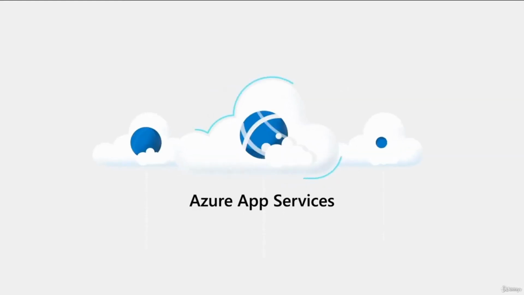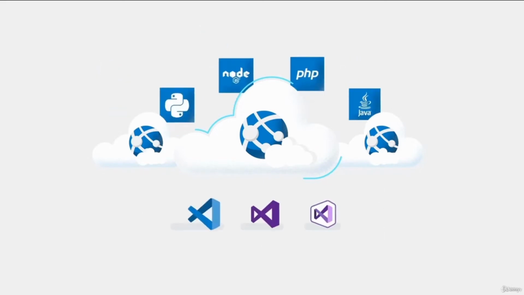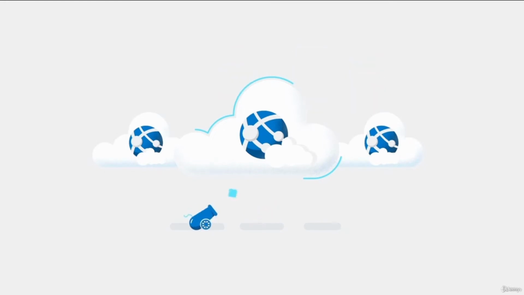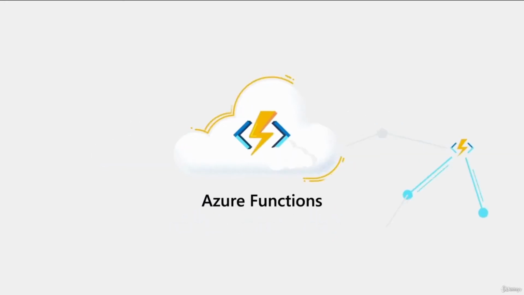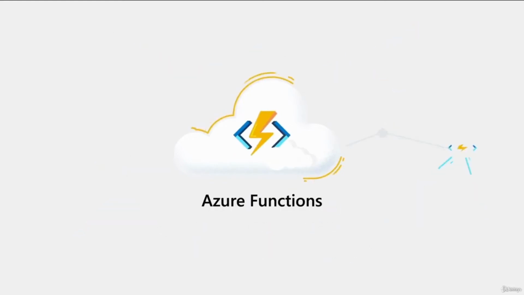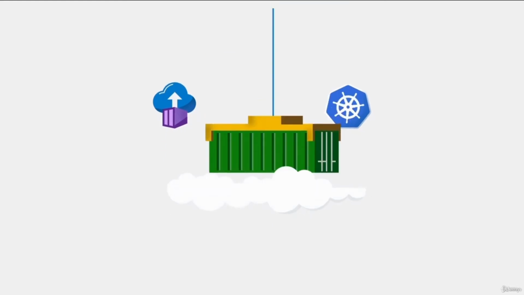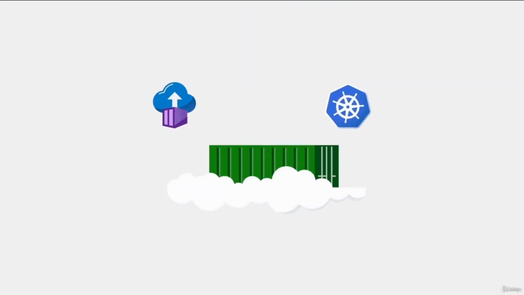Azure App Services provides a scalable hosting platform where developers can create web-based applications using popular development frameworks. With Azure, you can easily deploy, operate, and scale your apps in a fully managed environment. With Azure Functions, you can create event-driven serverless applications with no code required. Azure Container Instances and Azure Kubernetes Services allow you to deploy containerized applications with fully managed services.